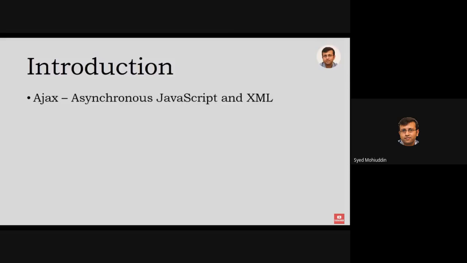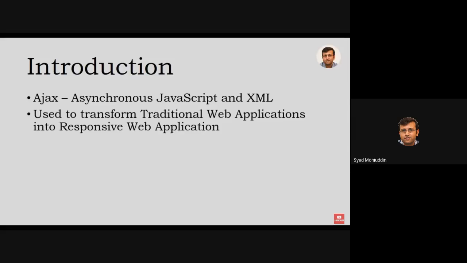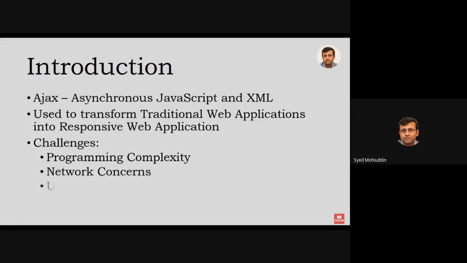Ajax is asynchronous JavaScript and XML. Ajax is used to transform traditional web application into responsive web applications, which has several benefits. As Ajax comes with benefits, it also has its own challenges. The first challenge is the programming complexity. To write an Ajax program, we need to integrate JavaScript, then create an Ajax object, write function expression in JavaScript, and then handle the data. We also have network concerns as well as user experience. Designing a web page in Ajax should also be considered as a challenge.